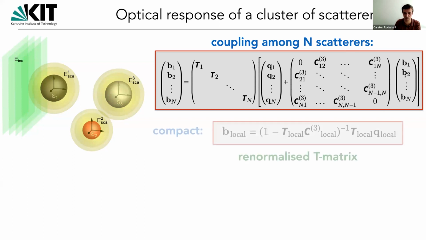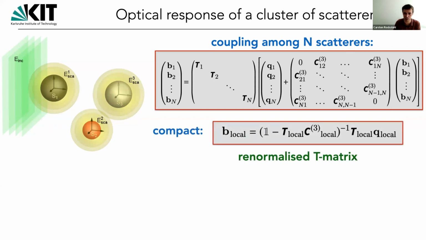Nevertheless, this is quite straightforward, and you can write a compact notation that looks as if it were an ordinary non-interacting process of many scatterers, because you have this local incident field, and then you have the scattered field of each particle. And they are connected again simply by a matrix-vector product.